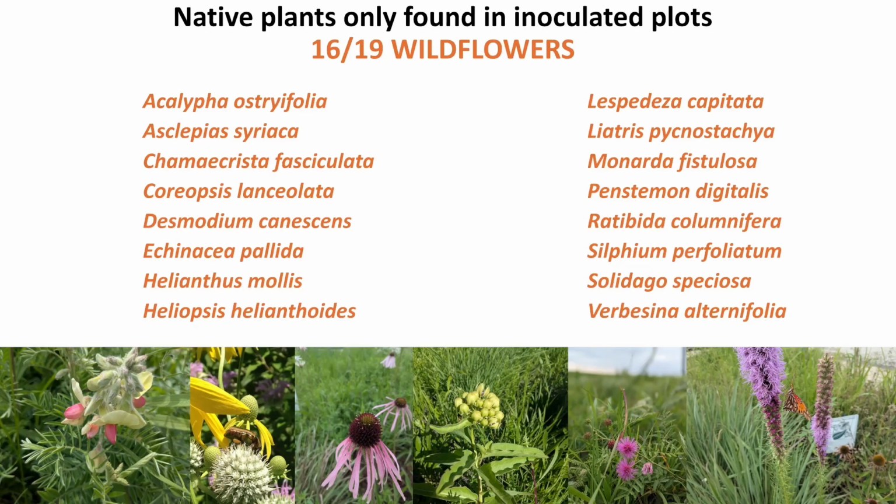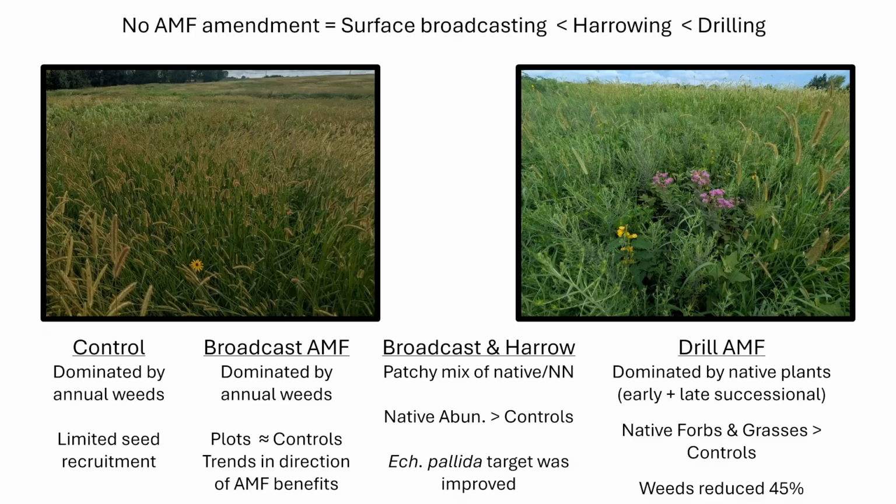But in general, what we're finding is that many plants that are establishing with AMF alone tend to be wildflowers. We saw 19 species that only established with inocula, and 16 of those 19 tend to be wildflowers, both early and late successional, plants that we really want to see in our prairies. This is the same thing we're seeing over and over again in these restoration trials: pollinator plants like AMF.